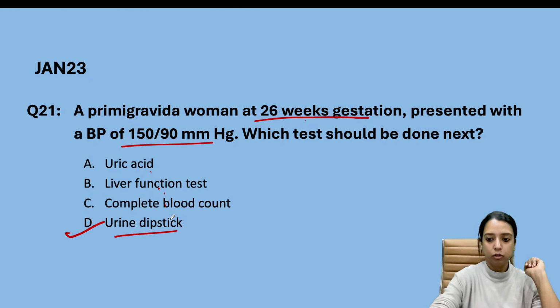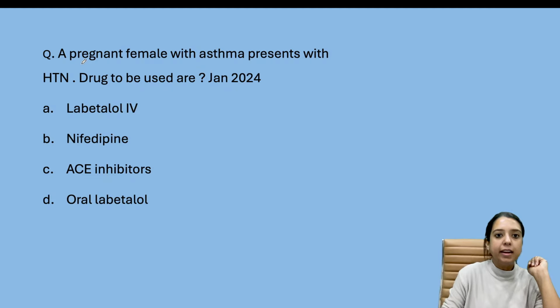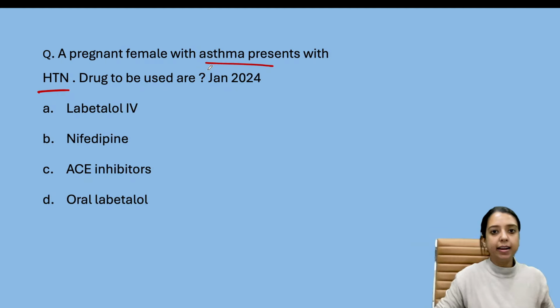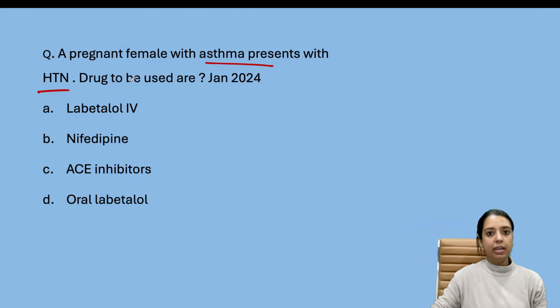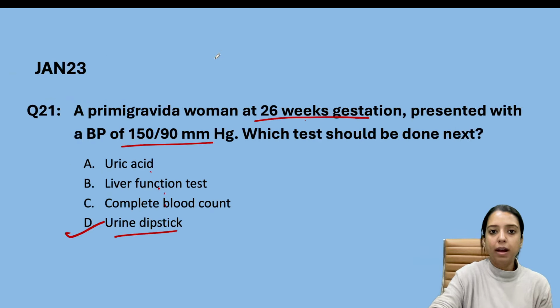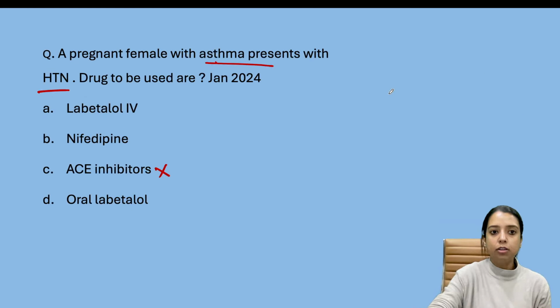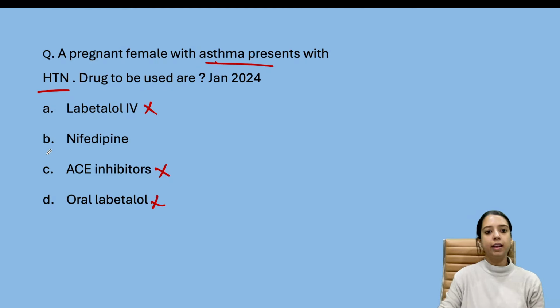Good. Good bache. Pregnant female with asthma has hypertension. एक तो hypertension है, pregnant and asthma. What can be used? Can we use ACE inhibitors in a pregnant woman? No. In asthma patient, remember this, asthma. In asthma patient, can I use labetalol? I can't. Neither oral, neither IV. What can I use? I can use nifedipine.